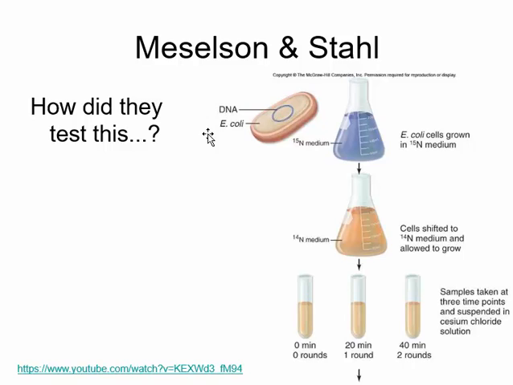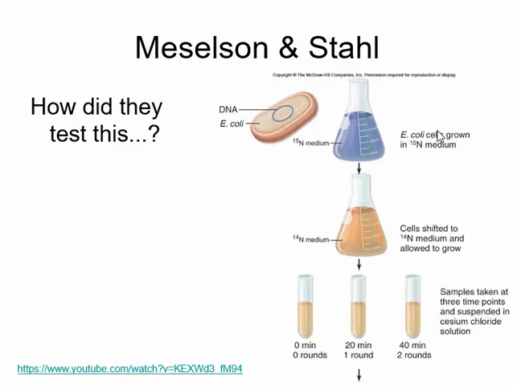So we're going to grow E. coli in a medium that contains nitrogen 15. That's heavy nitrogen. That's different than nitrogen 14, which is the regular, non-isotopic nitrogen. So we're going to grow our cells in this heavy nitrogen first. What that means is those cells with DNA that has the heavy nitrogen are going to be a little bit heavier than a cell that was grown in nitrogen 14, because the DNA is a bit heavier, because they have this nitrogen with the additional neutron.